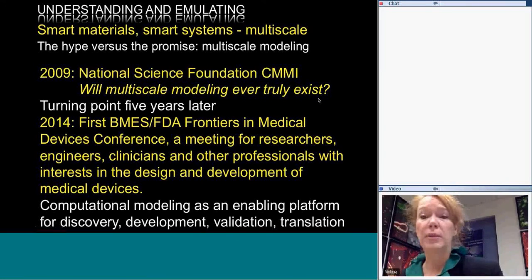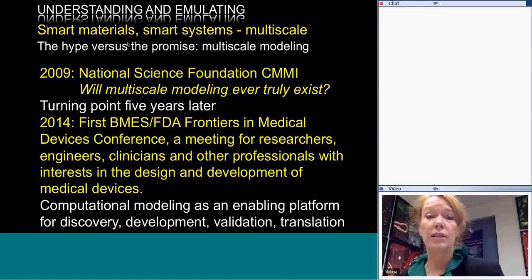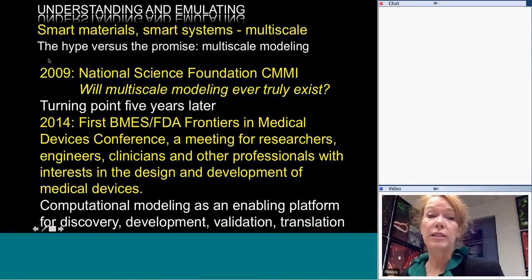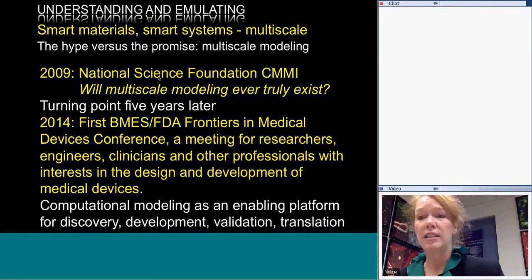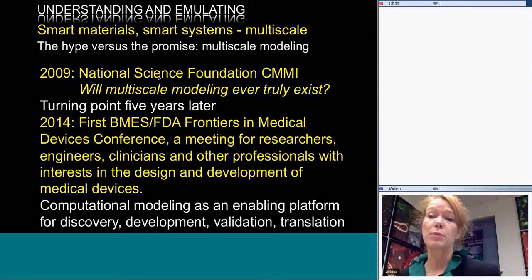Understanding and emulating these processes is very important, as I mentioned before, for the development of smart materials and smart systems, which by nature adapt to dynamic stimuli in their environment. However, until recently, with multi-scale computational modeling there was the hype versus the promise. Until we were able to start using really exciting technological developments that enable seamless imaging across all these length scales, we've had a really difficult time as modelers to bridge the length scales.